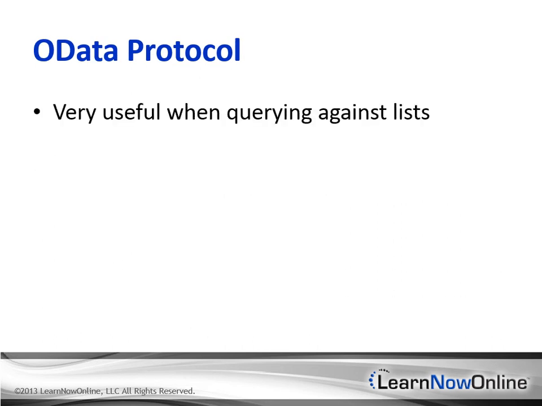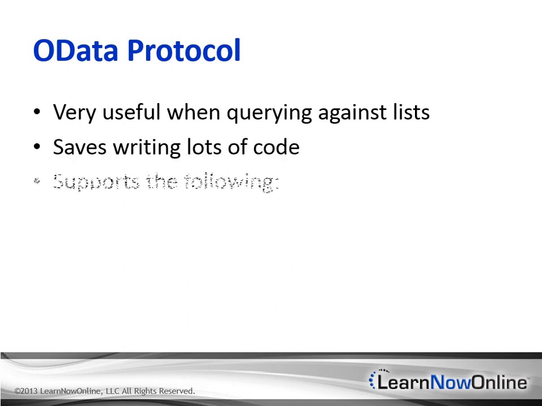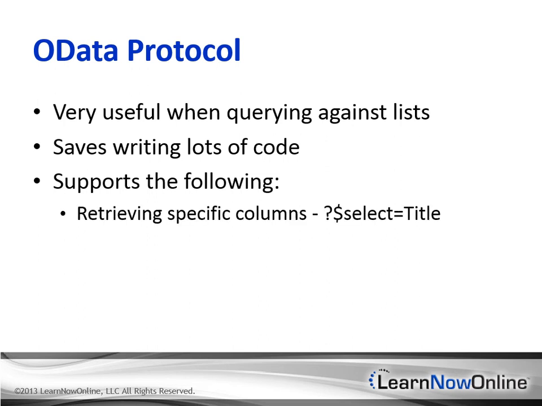Now OData works in conjunction with REST, so it's very useful when we're querying against lists. It saves writing lots of code, and it supports retrieving specific columns, so you could say, I only want the title column back in my results. You would do your standard REST query, and then at the end you would put this query string, and that would be using OData in conjunction with REST. You can do filtering. There's a ton of OData protocol choices that you have.